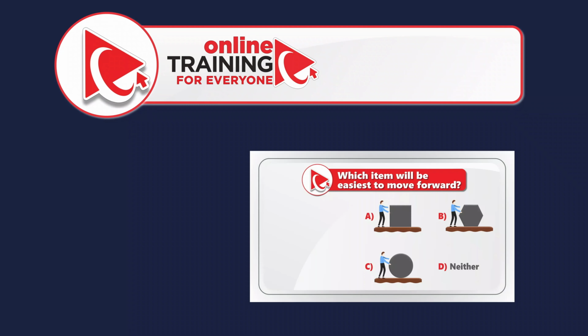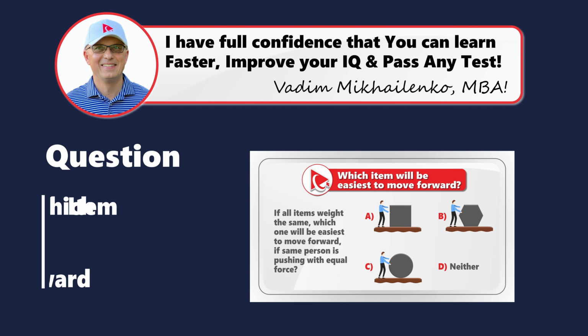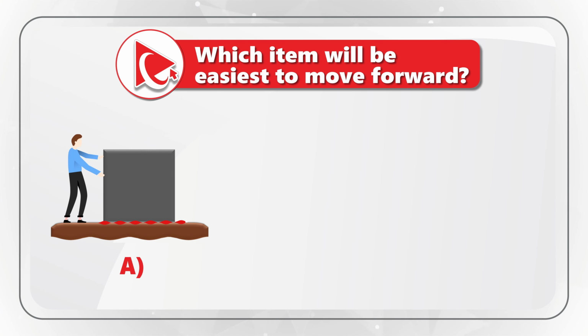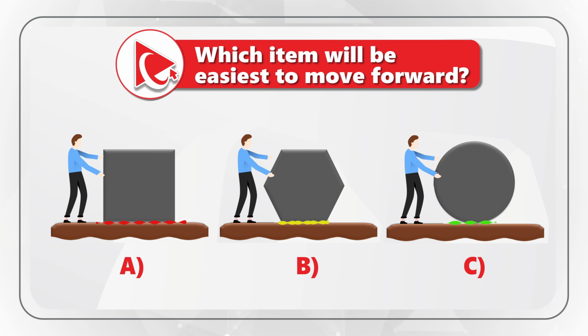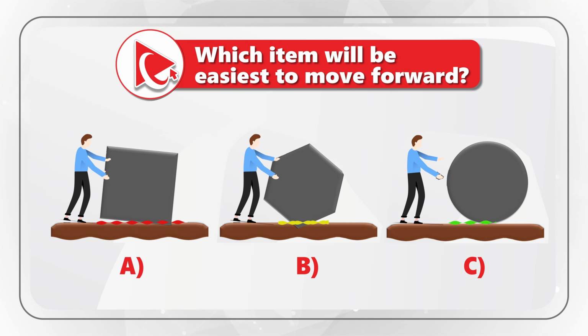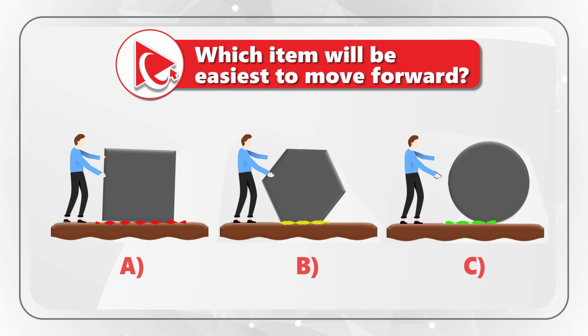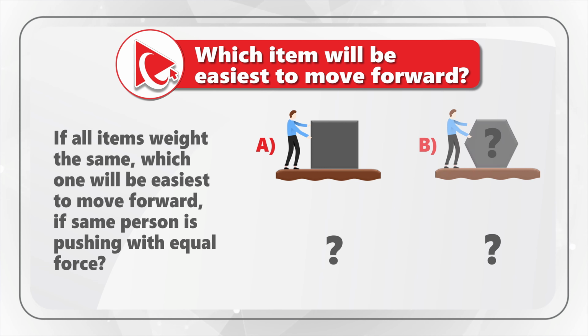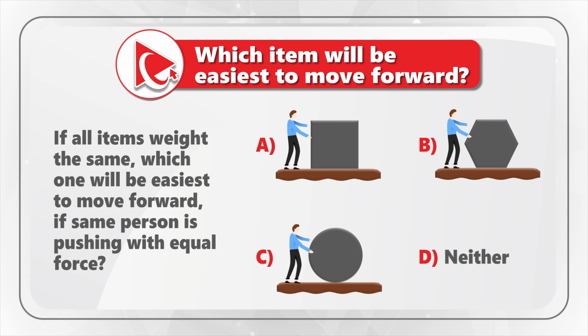And now I have a question for you to practice your skills. We have 3 different scenarios of a person moving an object. Choices A, B, and C. If all items weighed the same, which object would be easiest to move forward if the same person is pushing with equal force? You need to select one out of 4 possible choices. Choices A, B, C, or choice D, neither one.